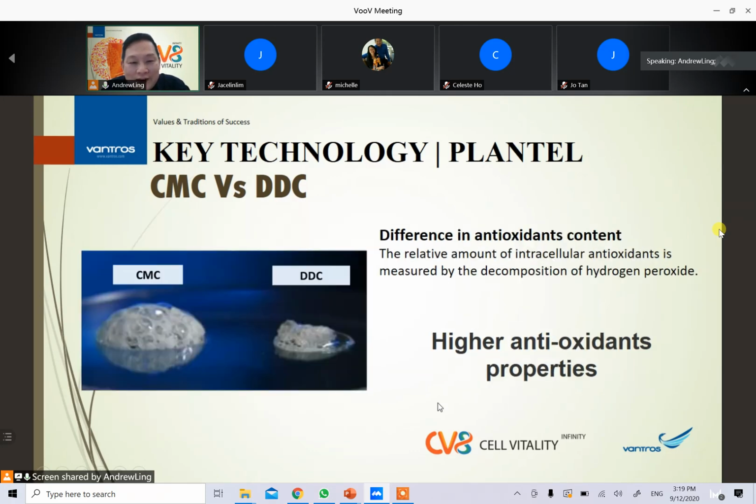Okay, and of course, another difference is in the antioxidants contained. The CMC cell has higher antioxidant properties as compared to DDC. That is why if you use the CMC stem cell to do a test, you can see a lot of bubbles. Okay, this is actually a sign of high antioxidant.